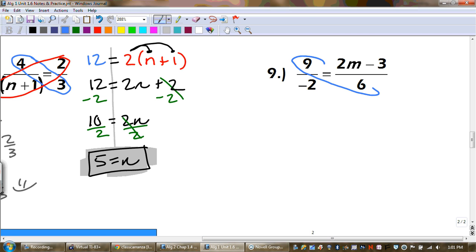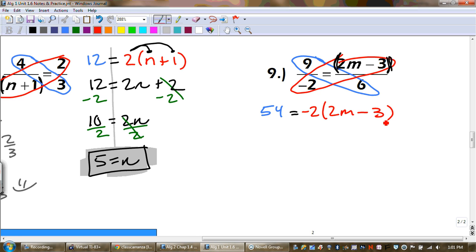Set up our cross multiplication. 9 times 6 is 54. Hopefully you're not using a calculator for that. And then we have negative 2. Mr. Grice already just told you to put parentheses, and I forgot to. So we got negative 2 parentheses 2m minus 3. Okay? So our 54 stays the same.